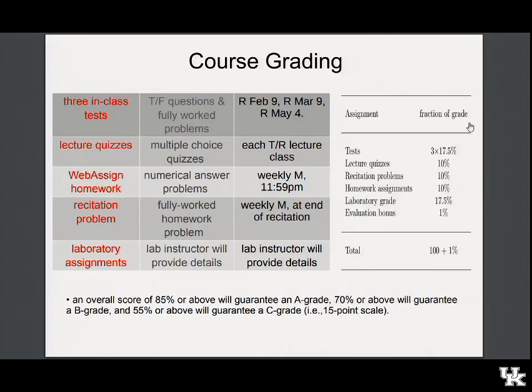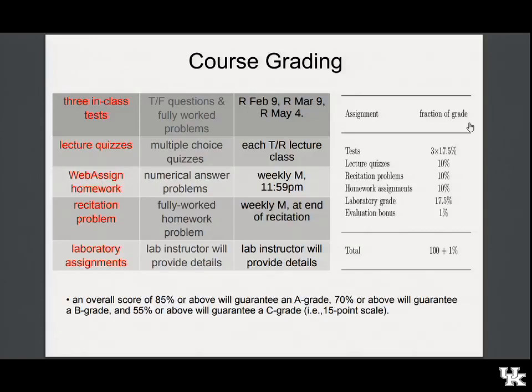So in this little table here, this is in the syllabus, but I reproduced it here on the slide. This is the list of assignments, and this is how many points they're worth in computing your final grade. So here are the three tests. Here's your lecture quizzes for the entire semester, 10%. Here's your recitation problems, 10%. Here's your WebAssign homeworks, 10% for the entire semester. And down here is your lab grade. So we'll work on a 15-point scale for the assignment of letter grades. That means that if you get 85% or above, that's an A, 70% or above, that's a B, and so on and so forth.